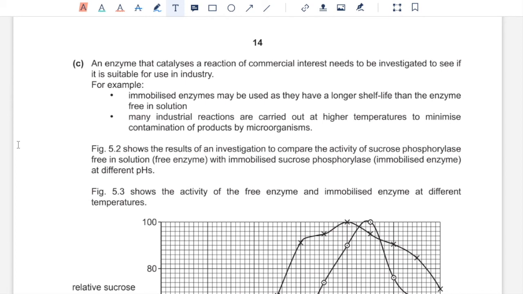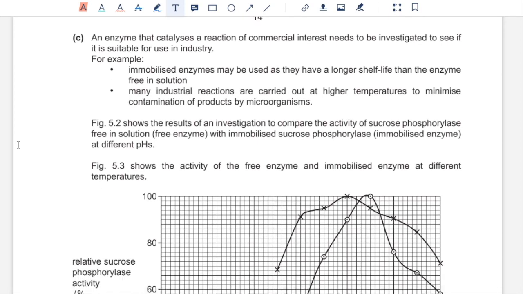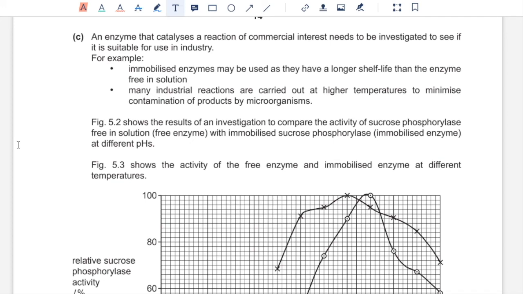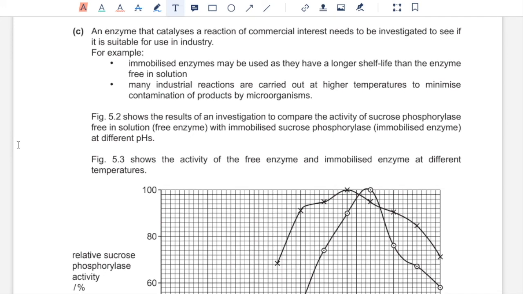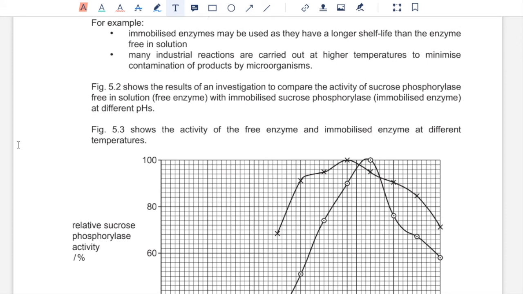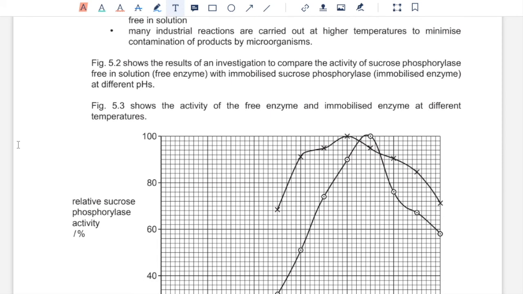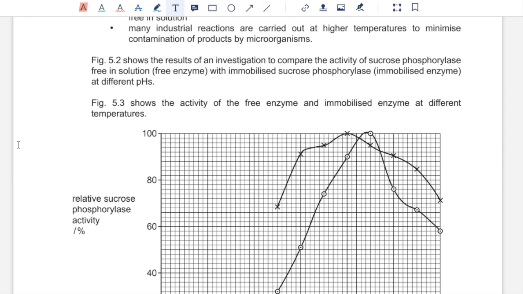An enzyme that catalyzes a reaction of commercial interest needs to be investigated to see if it is suitable for use in industry. For example, immobilized enzymes may be used as they have a longer shelf life than the enzyme free in solution. Many industrial reactions are carried out at higher temperatures to minimize contamination of products by microorganisms. Figure 5.2 shows the results of an investigation to compare activity of sucrose phosphorylase free in solution with immobilized sucrose phosphorylase, which is an immobilized enzyme, at different pHs.